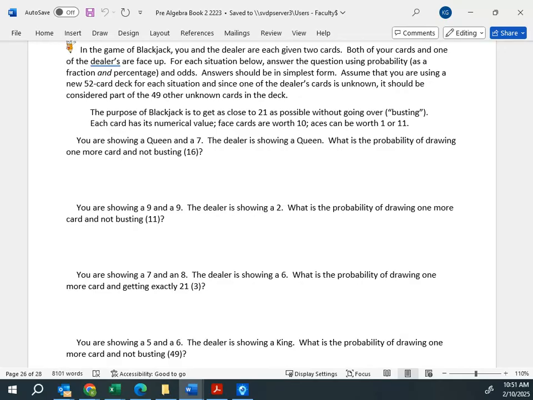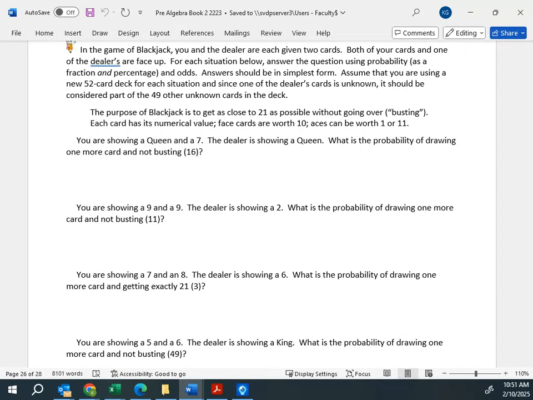In the game of blackjack, you and the dealer are each given 2 cards. Both of your cards and one of the dealer's are face up. So this is the official way that we play blackjack. For each situation below, answer the question using probability as a fraction and percentage, and odds. So just like we were doing on the front, pencils are down, thank you.